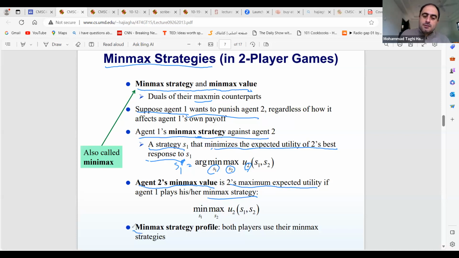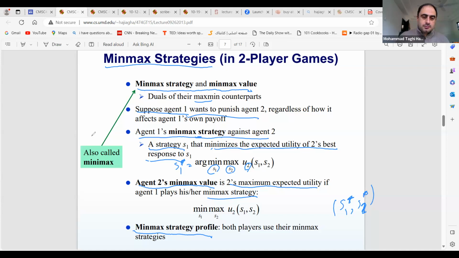And you can similarly define the min-max strategy profile if both of them are using their min-max strategies. So this is somehow the dual counterpart of Maximin. Good.